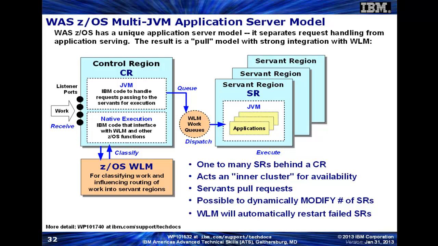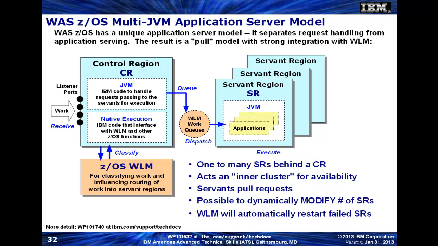There are several things about this design that are of value. Multiple SRs behind a CR provide separate address spaces and separate JVMs for your applications. The loss of an SR does not necessarily imply the loss of your application. A surviving SR may pick up the work. This forms a cluster of application JVMs behind the CR. Application server CRs may then be clustered across LPARs. This forms two layers of application availability, the outer or horizontal cluster across LPARs and the inner or vertical cluster of SRs behind any given CR.